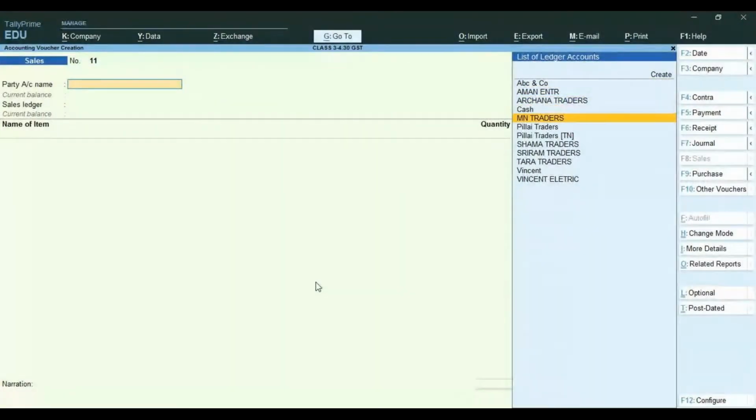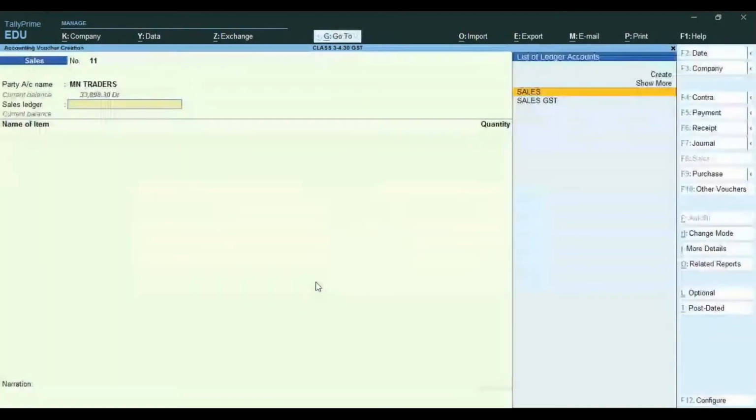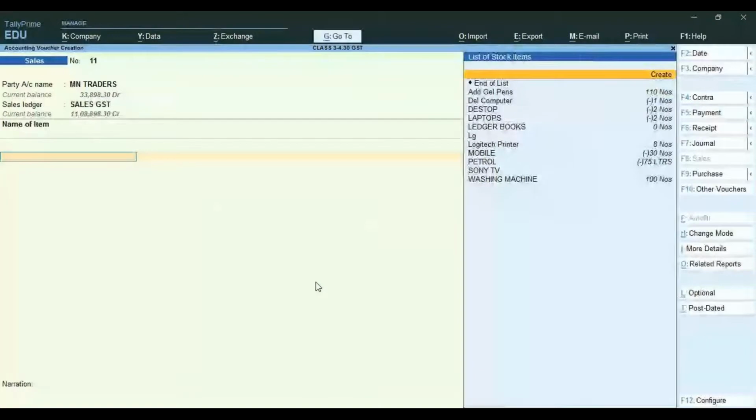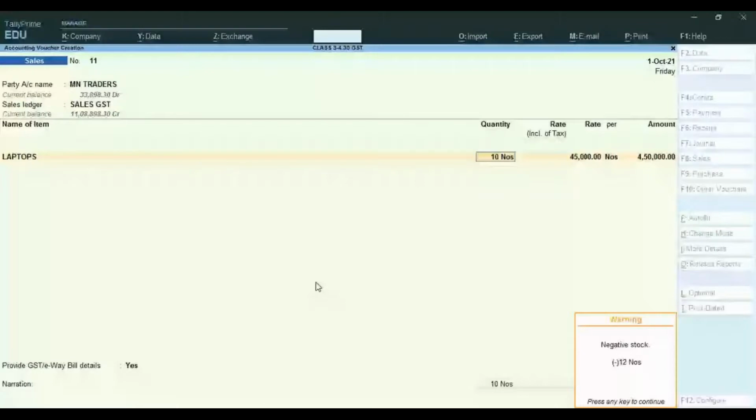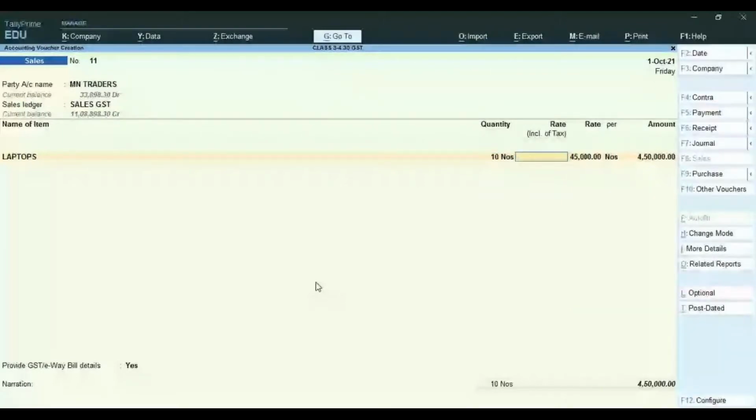I'll do one more with the same trader. Sales. Laptops. So automatically it is showing you what rate you sold the last goods. Last laptop was sold at 45,000. I'll put the amount as 5.